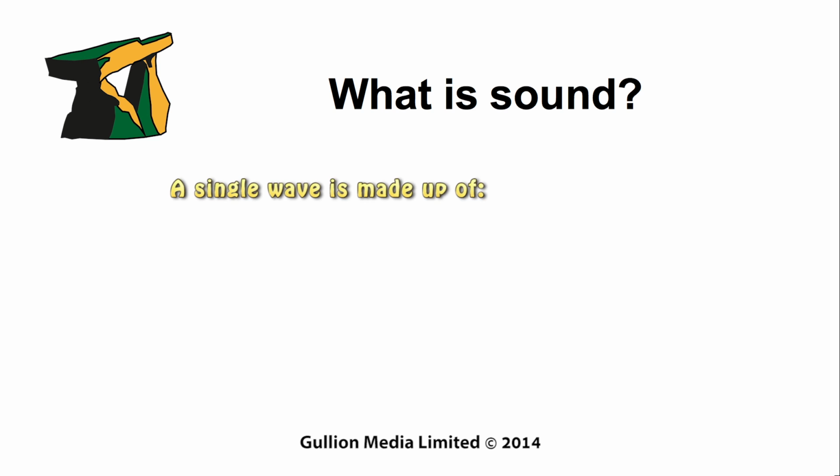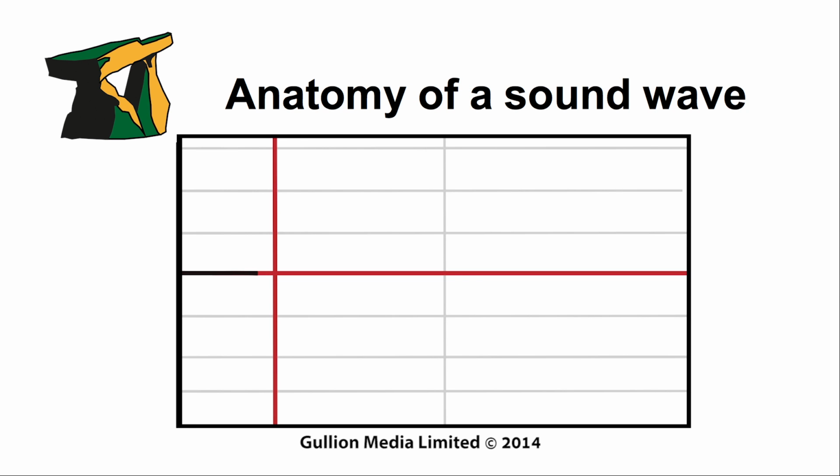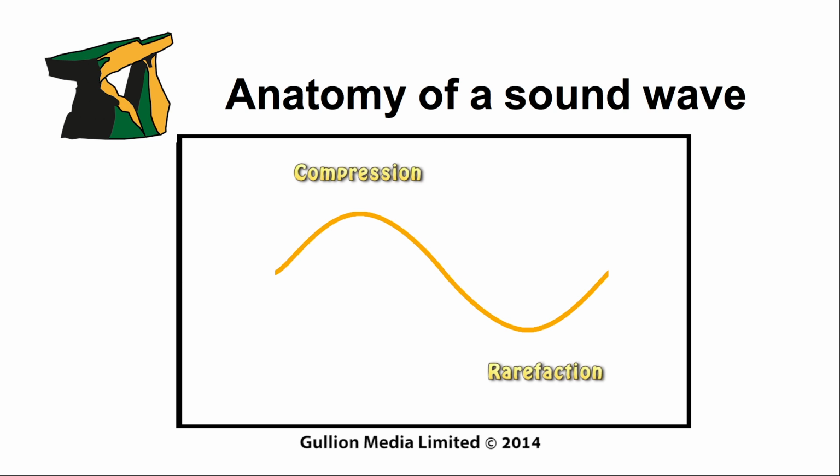A single wave has two parts, compression and rarefaction. This happens when a vibration disturbs the air, causing an upward motion, which is compression, followed by a downward motion, which is rarefaction. One wave consists of both upward and downward motions. Compression is also called the crest and rarefaction the trough.